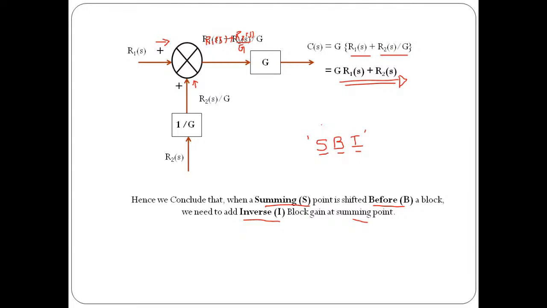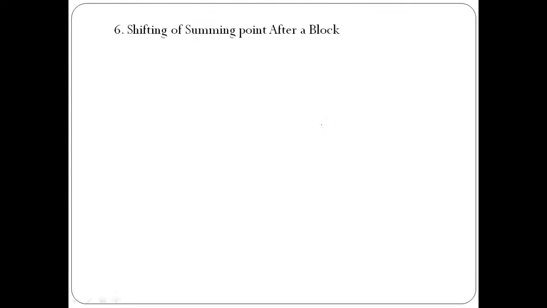Now if you are done with this, let us move on and learn some more rules on BDRT. Now suppose you shift a summing point after a block, then what will happen?